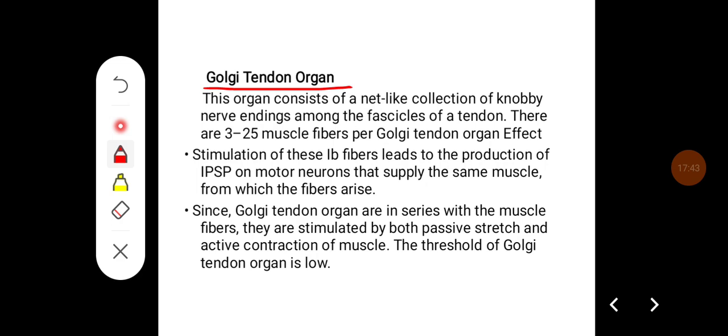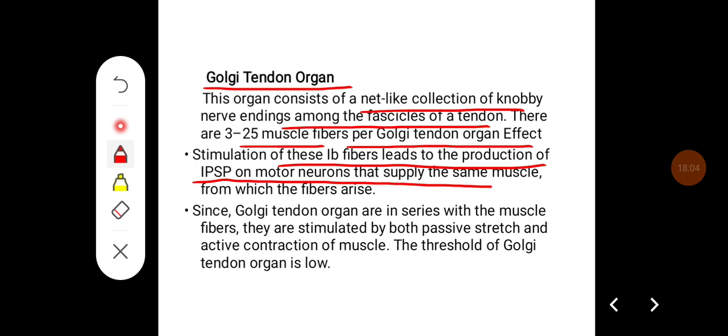Golgi tendon organ. This organ consists of a net-like collection of knobby nerve endings among fascicles of a tendon, which is responsible for autogenic inhibition. There are 2 to 25 muscle fibers per Golgi tendon organ, and stimulation of these 1B fibers leads to the production of IPSP on motor neurons that supply the same muscle from which the fibers arise. Since Golgi tendon organs are in series with the muscle fibers, they are stimulated by both passive stretch and active contraction of the muscles. The threshold of the Golgi tendon organ is low.